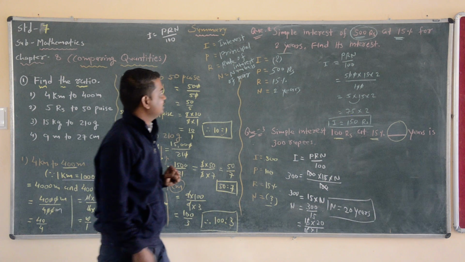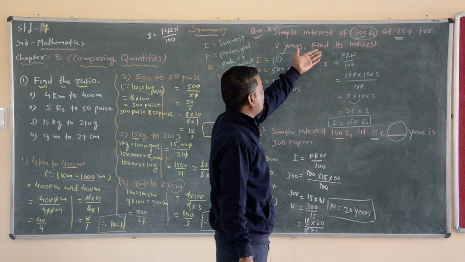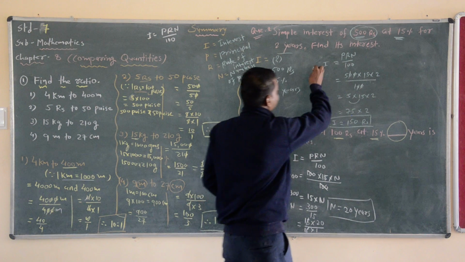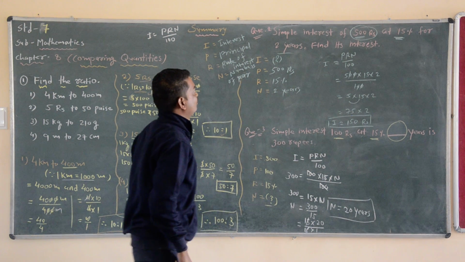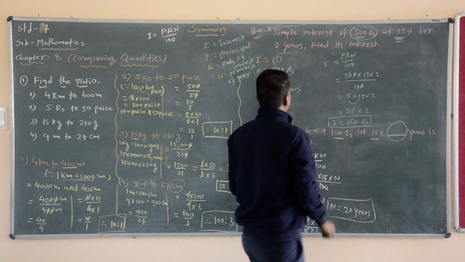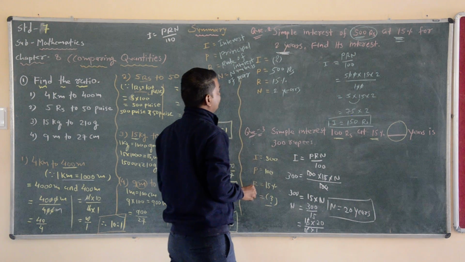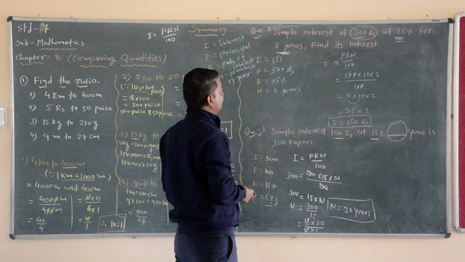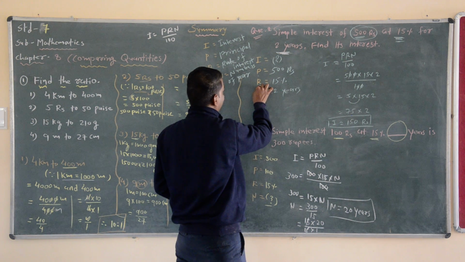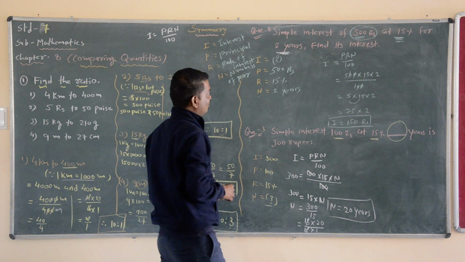Okay, now let's see our sum. The sum is: find the simple interest on 500 rupees at 15% for 2 years. So here we are given the principal, the rate of interest and the number of years.